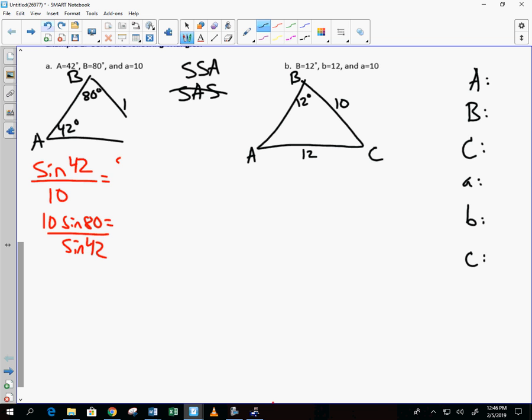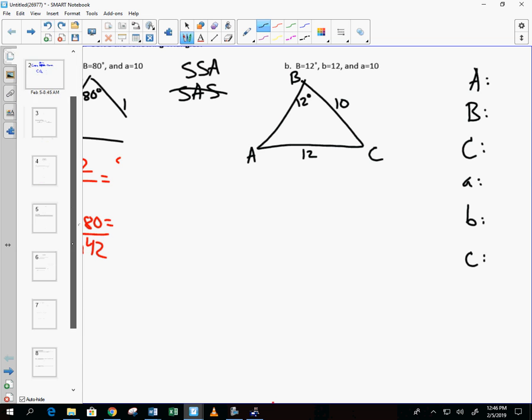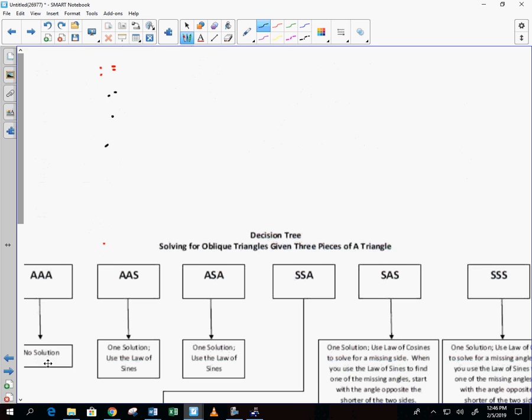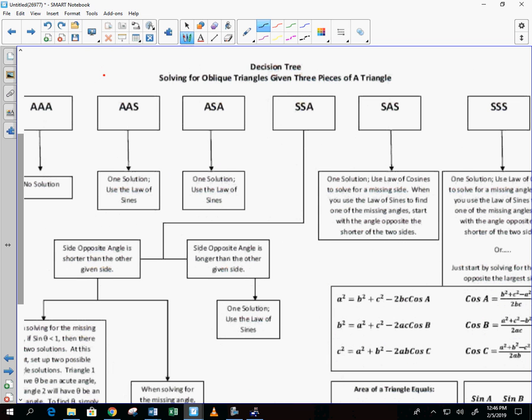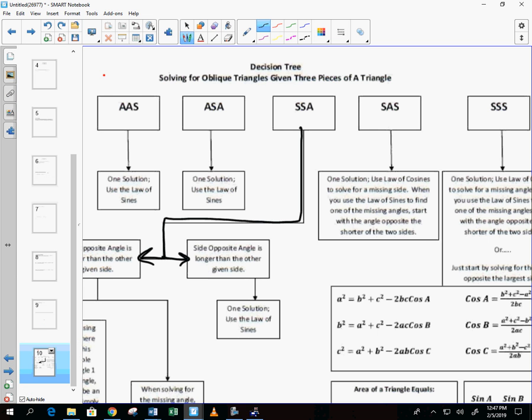No. Some cases, it's no solution. But let's check it out. Go to your decision tree. We have to make an important observation. We see we've got SSA, so we follow it down. We either go to the left or we go to the right. And we ask ourselves, is the side opposite the angle shorter than the other given side, or is the side opposite the angle longer than the other given side? It's longer.